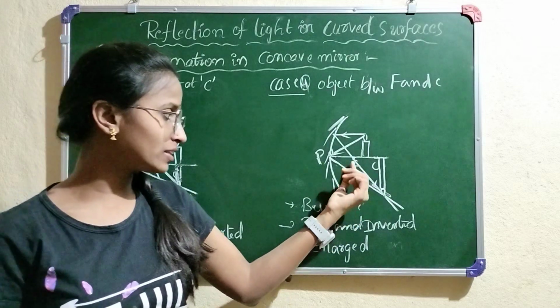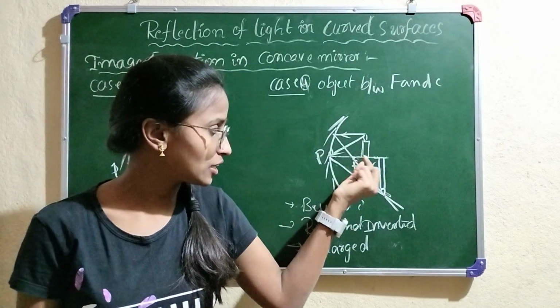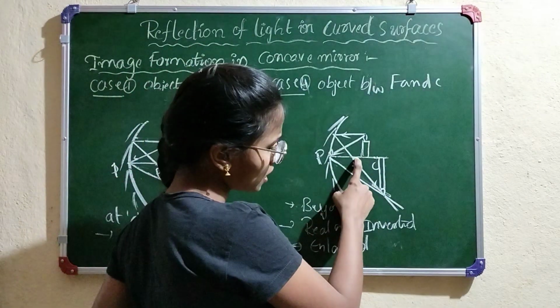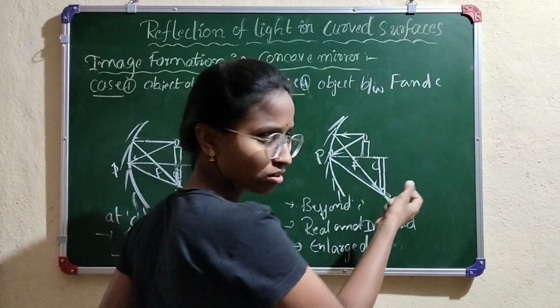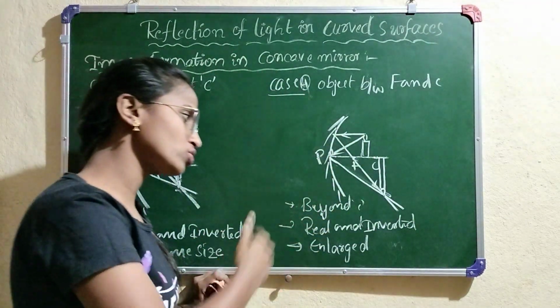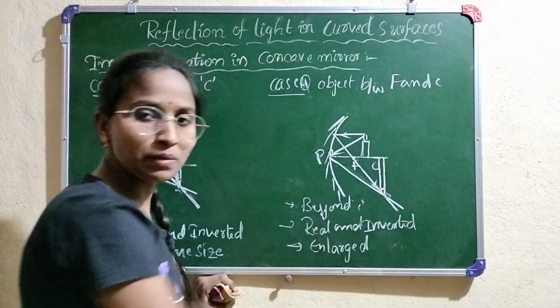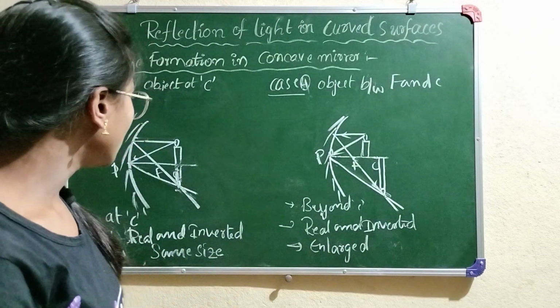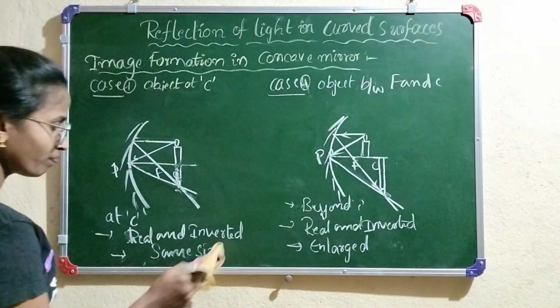Now for the next case, I am taking the object a little closer, which means at F. So in between F and C, wherever you are keeping an object, closer to F, closer to C, whatever, the image will compulsorily form beyond C only. Am I clear? So now the next case we'll see if the object is there at the focus. Am I clear?